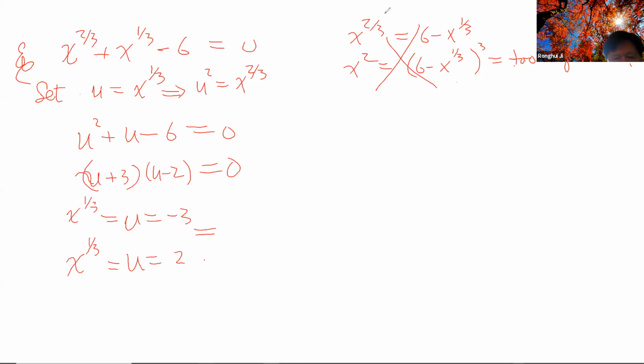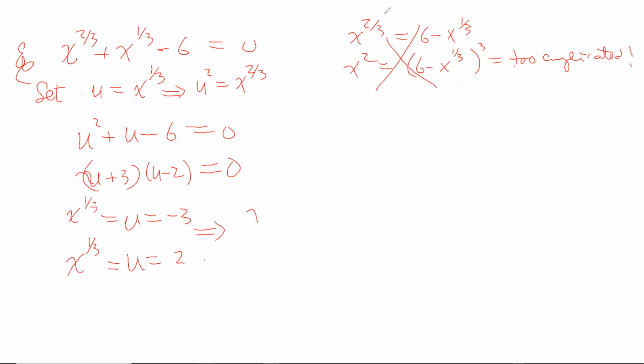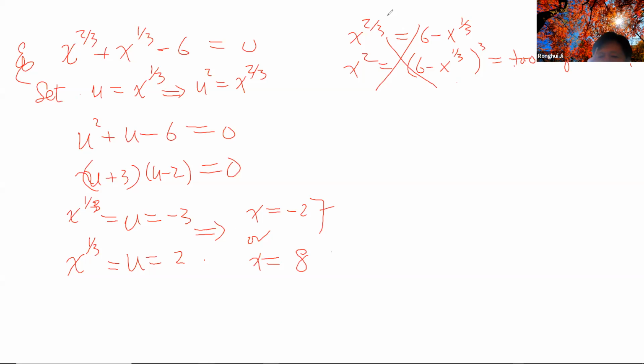And then you take the, yeah, go ahead. Since the solution u equals -3 represents x to the 1/3 power, it would be x equals -27. And for the solution u equals 2, since that also represents x to the 1/3 power, that would be x equals 8. So this is how you solve this kind of problem. Make sense? So in other words, you are setting an intermediate variable called u here.